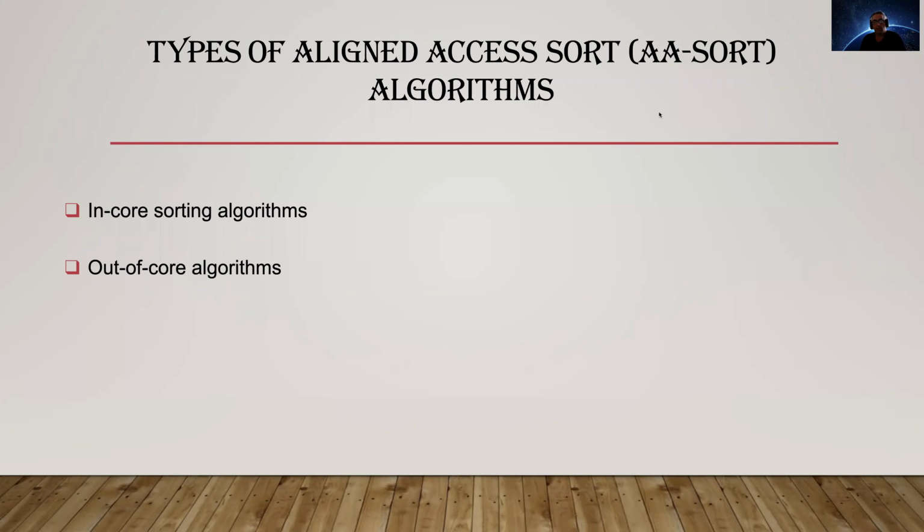We have types of aligned access sort. We have two models. One is the in-core sorting algorithm, and the other is the out-of-core algorithm. Both algorithms are significant and take advantage of SIMD instructions. Also, they can run in parallel with the use of multiple threads.